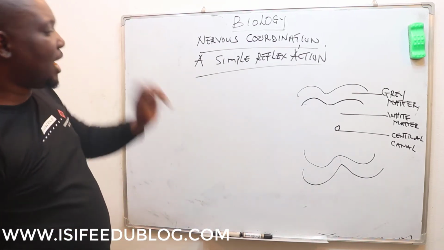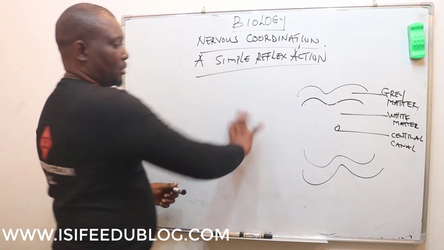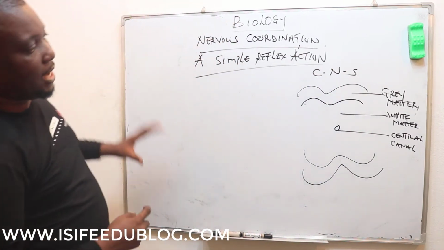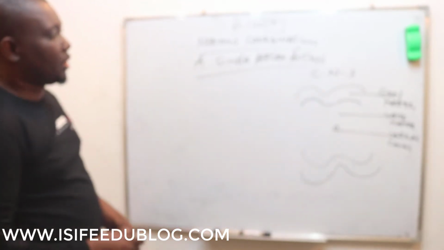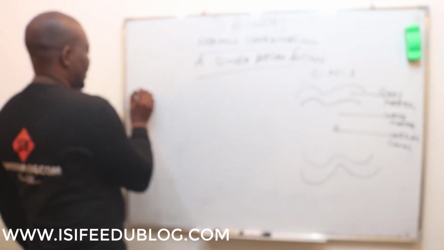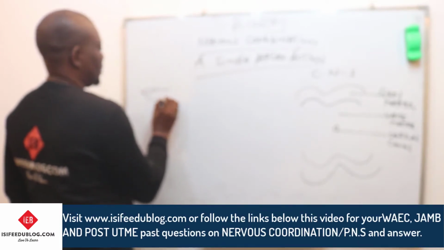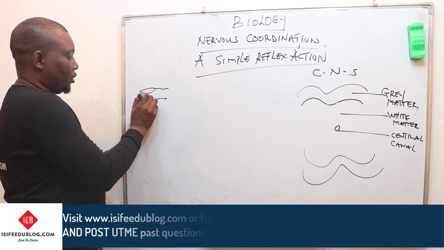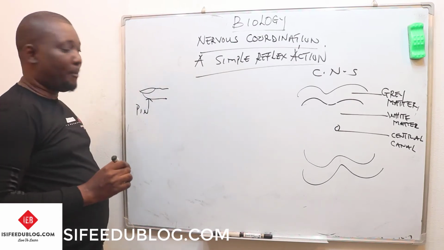Okay. Let's see how impulses get through, because this whole place is still part of our central nervous system. So let's see how impulses can get through the spinal cord, which is part of the central nervous system. Okay, such a simple reflex action. So I would like to begin here. Okay, this is a finger, and this finger is punctured by a pin. This is the pin, and what happened?